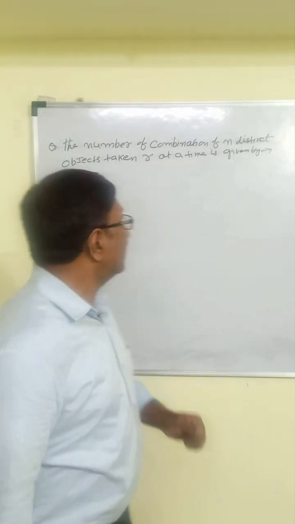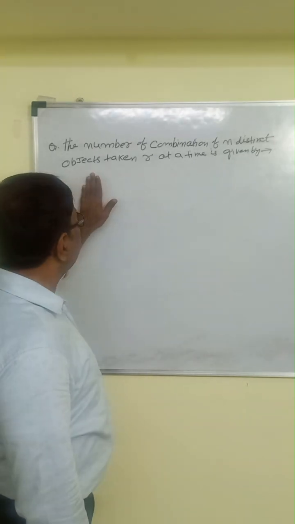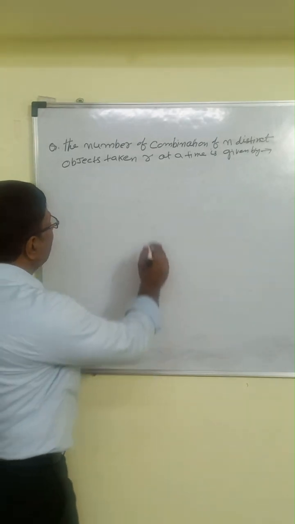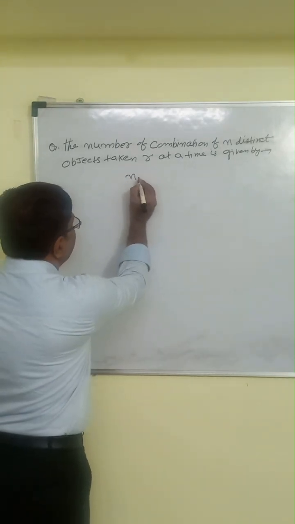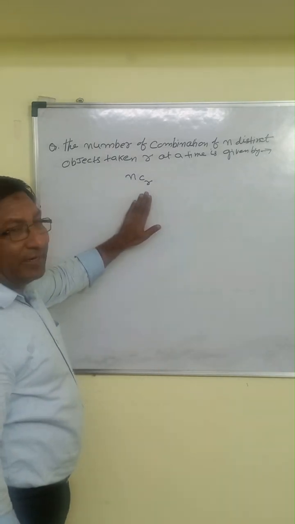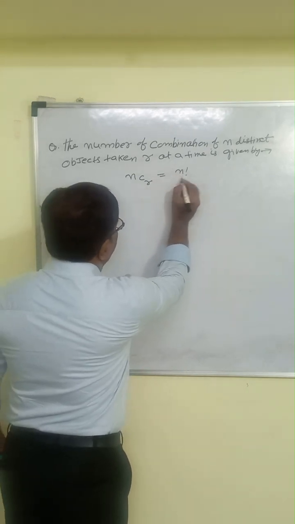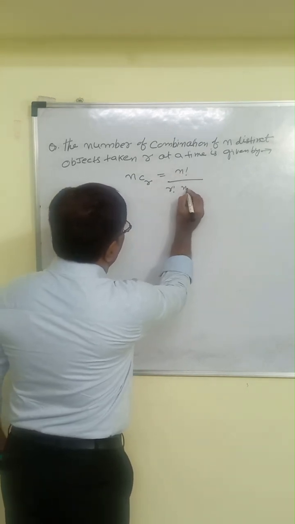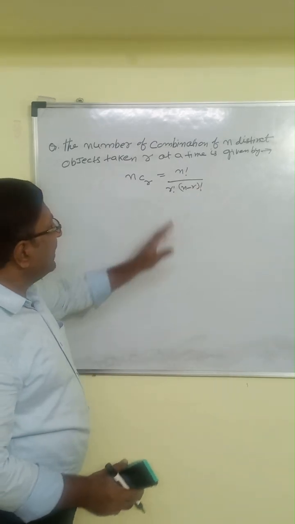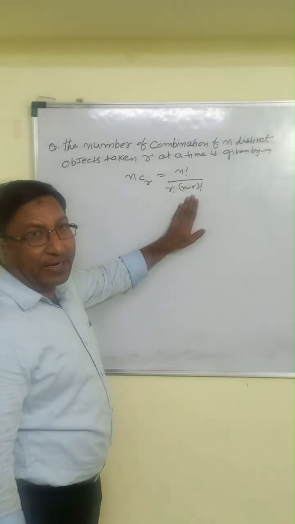Let us see the question. The number of combinations of n distinct objects taken r at a time is given by. For this type of question, what is the concept? Combination of n things taken r at a time is nCr. So nCr equals n factorial over r factorial times n minus r factorial. Right? And we can also write this as nPr over n minus r.